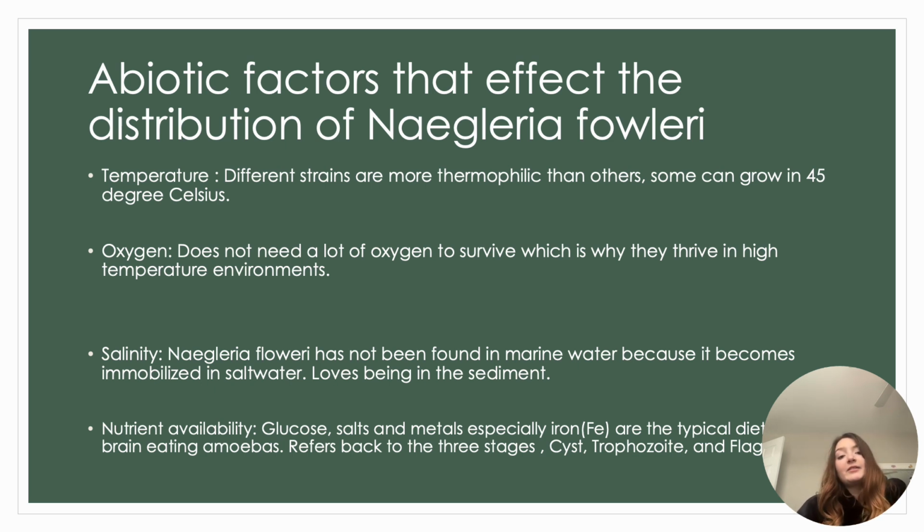Salinity. Naegleria fowleri has not been found in marine water because it becomes immobilized in the salt water, while it does love being in the sediment though. And nutrient availability. Glucose, salts, metals, especially iron, are the typical diet of the brain-eating amoebas, and this refers back to the 3 different stages, such as the cyst, trophozoite, and the flagellate, because they can revert back to each form depending on the conditions, such as having the correct nutrients.